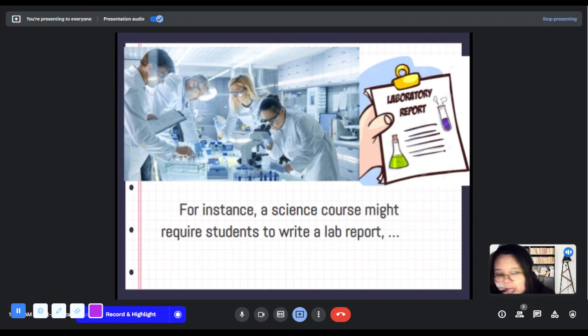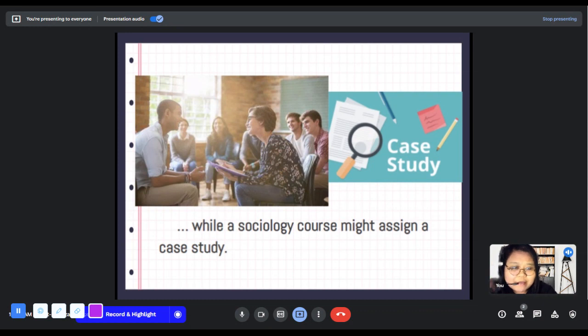On the other side, we have a case study. A case study is one of the approaches or methods that we have when we do qualitative research. Here it is used in the discipline or field of sociology. So it assigns you to have a case study wherein you're going to observe and research about social behaviors.